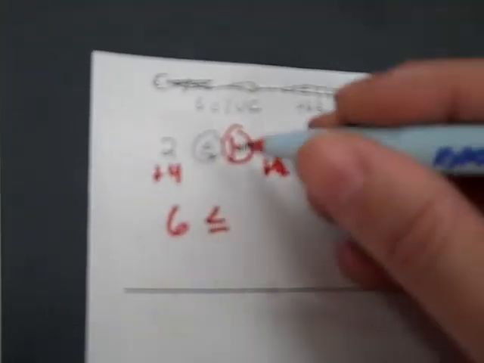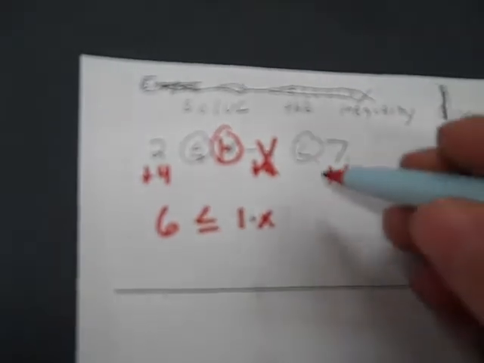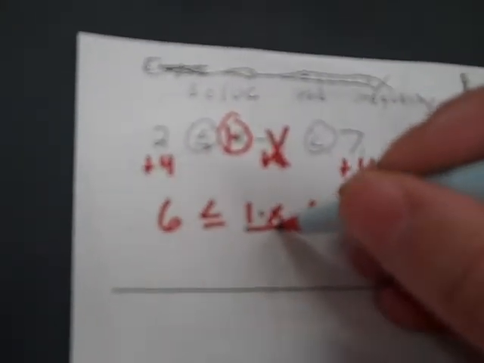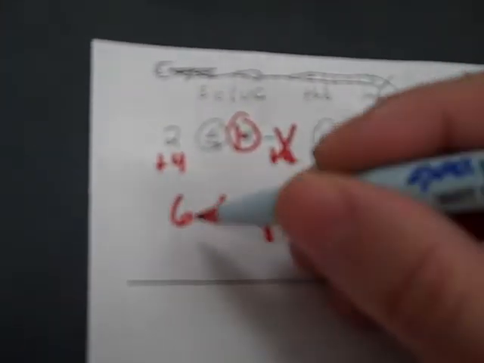Okay, so 2 plus 4 is 6. I have my sign. I've got my 1 dot x. I have another sign. And 7 plus 4 is 11. All right, now it's time to divide. I'll just divide by 1. Get rid of those. And then I'm going to divide the other things by 1. So 6 divided by 1 is 6. Then I have x in the middle. And then 11 divided by 1 is 11.